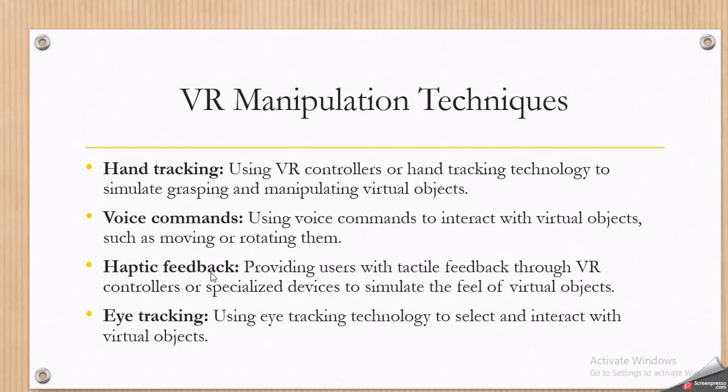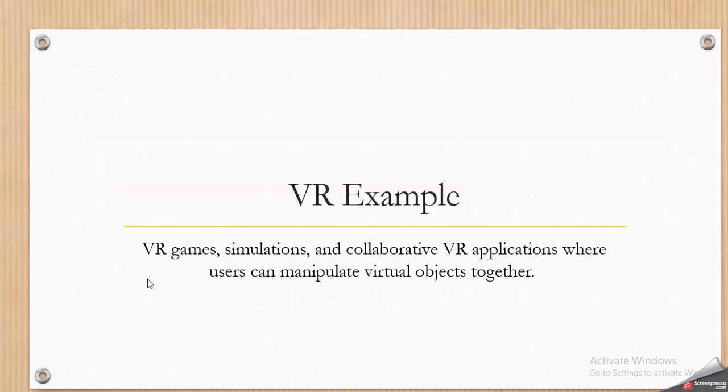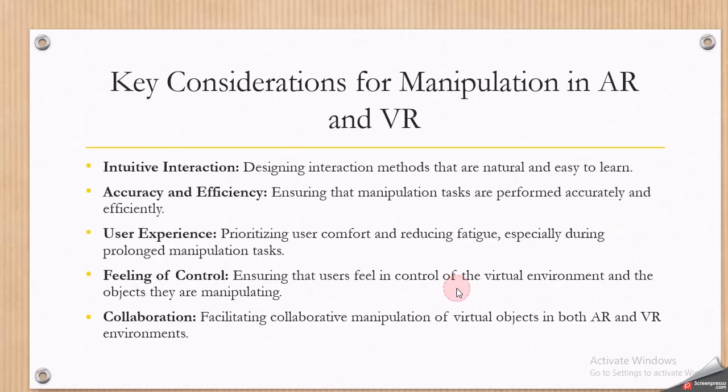Next is haptic feedback. I would have told you what haptic feedback is in previous lectures. That is by touch; when we do it by touch, we call it haptic feedback. Next is eye tracking. According to our eye movements, the objects will change their nature. Examples where we can see manipulation are VR games, simulations, and collaborative VR applications where users can manipulate virtual objects together.